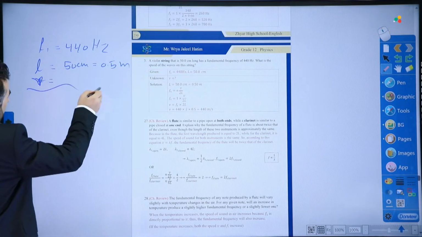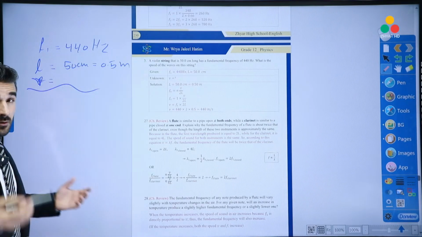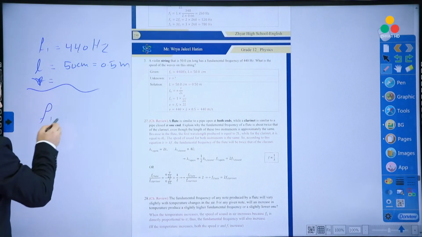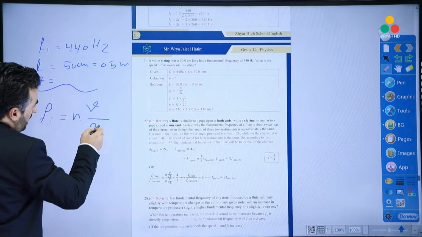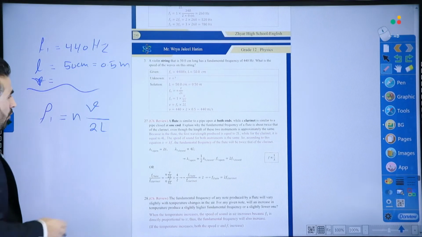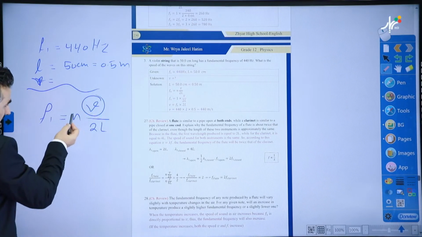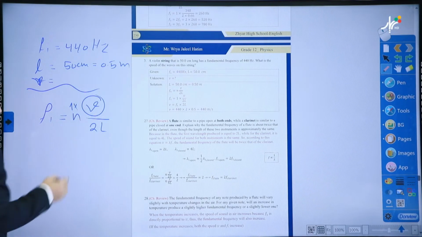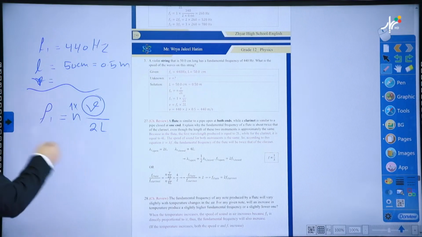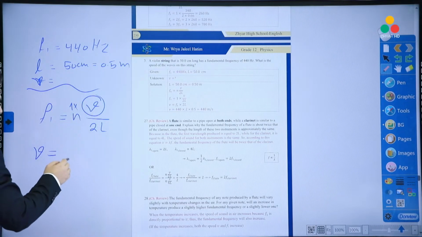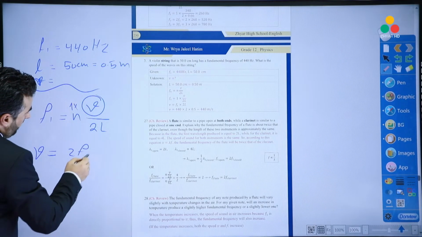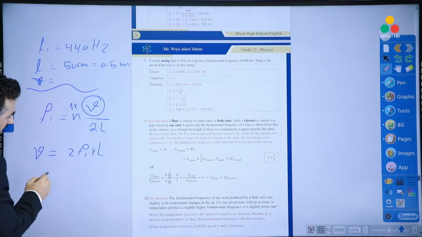So once again, because we have the fundamental, we'll go with the fundamental equation. The fundamental frequency equals n times v over 2 times the length here. Don't forget, we want to find the speed here, but this n, because it is the fundamental, is equal to 1. You can cross multiply the equation, so v equals 2 times the fundamental times the length of the string here.